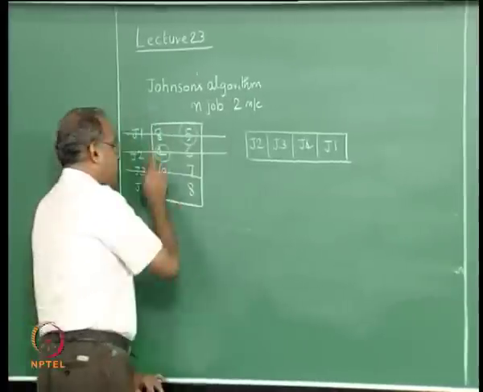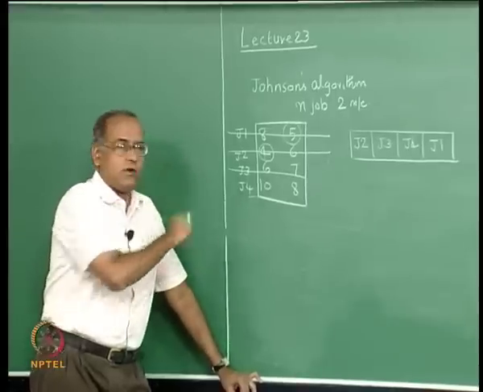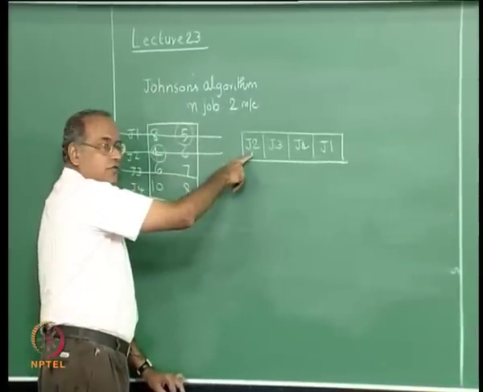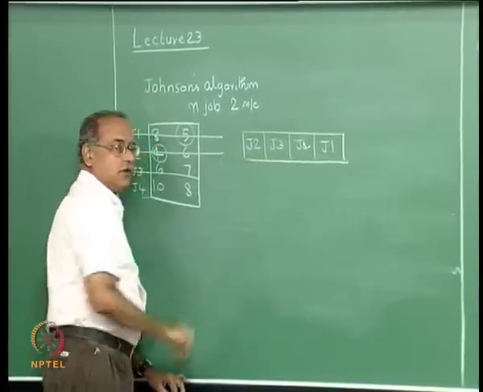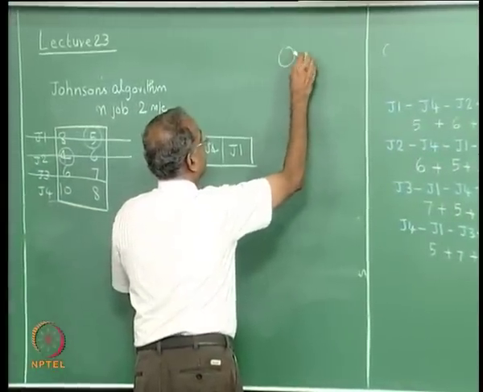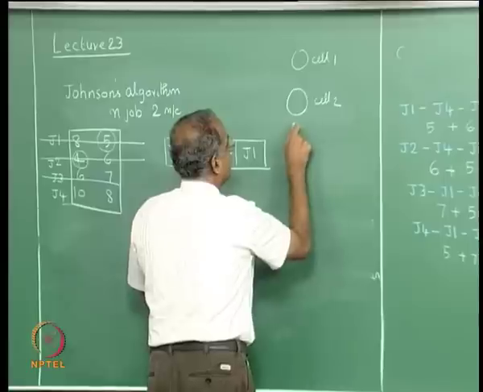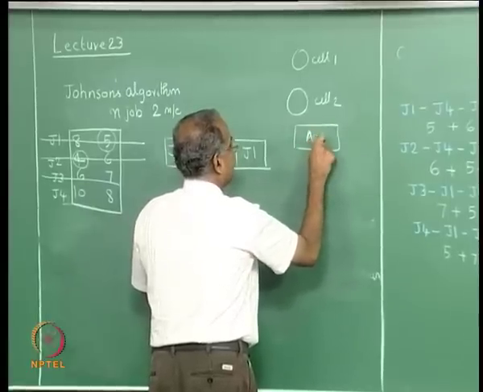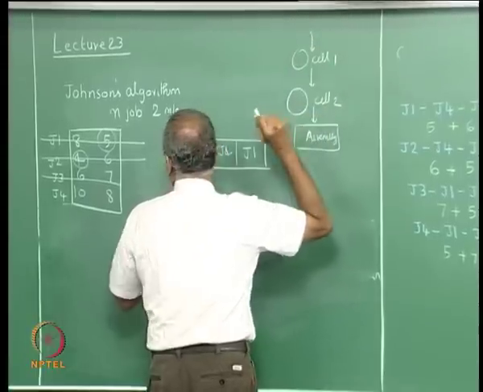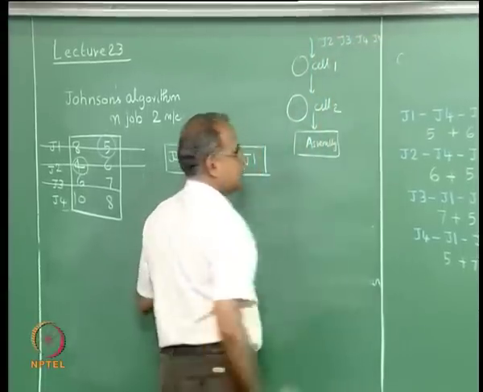So if this is the problem that we were looking at, if there are only 2 cells instead of 3 that all these 4 parts have to visit, then the order in which I will be sending them is J2 first, followed by J3, followed by J4, followed by J1. For example, it is like saying there is a cell 1, cell 2, and then there is an assembly. So the order will now be J2, J3, J4, J1.